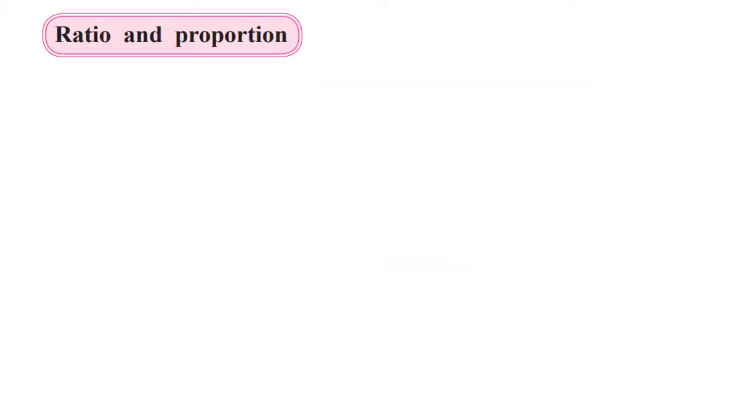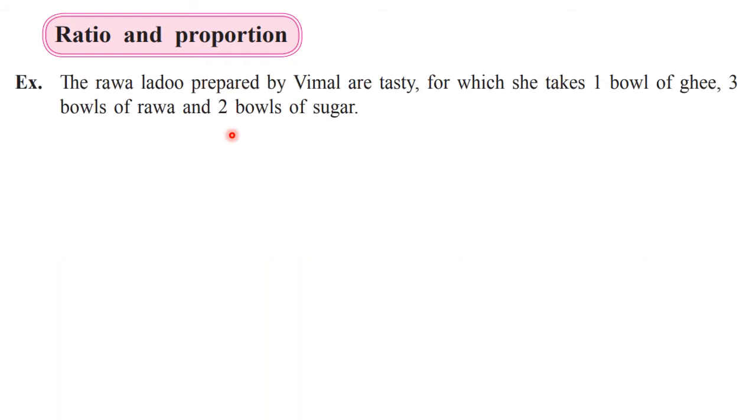So once again we will discuss the concept of ratio and proportion. As I have told you, in lower standards you have studied about ratio. So let us take one example to understand it. The rava laddus prepared by Vimal are tasty. For this she takes 1 bowl of ghee, 3 bowls of rava and 2 bowls of sugar. So here the quantities taken by Vimal are given. Now when we compare these quantities with the help of division, it is called a ratio.